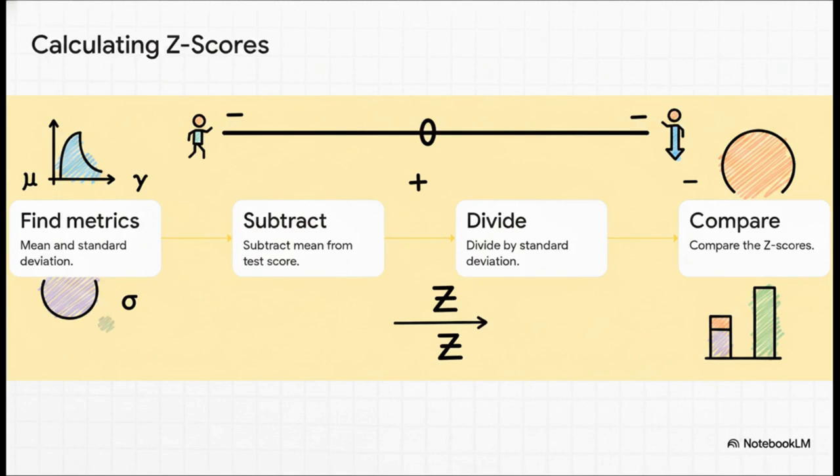we figure out exactly how many standard deviations above or below the average each score actually is. It puts them on the exact same scale, proving definitively which student performed relatively better in their specific environment. Basically, if a z-score is positive, you're above average. If it's negative, you're below.